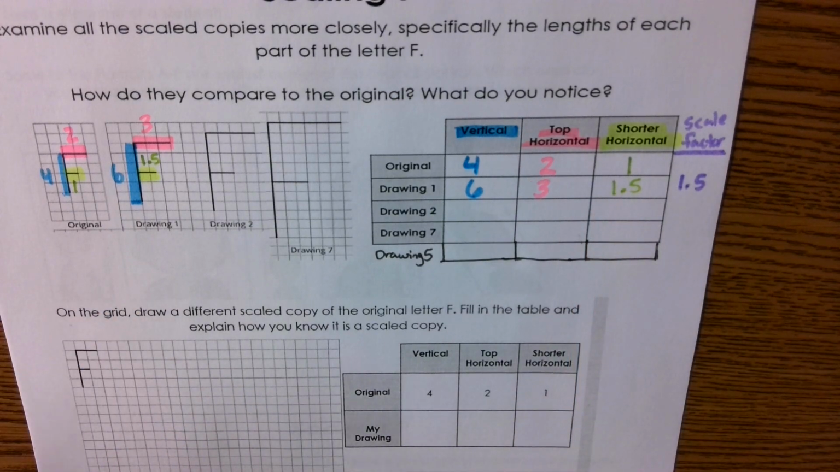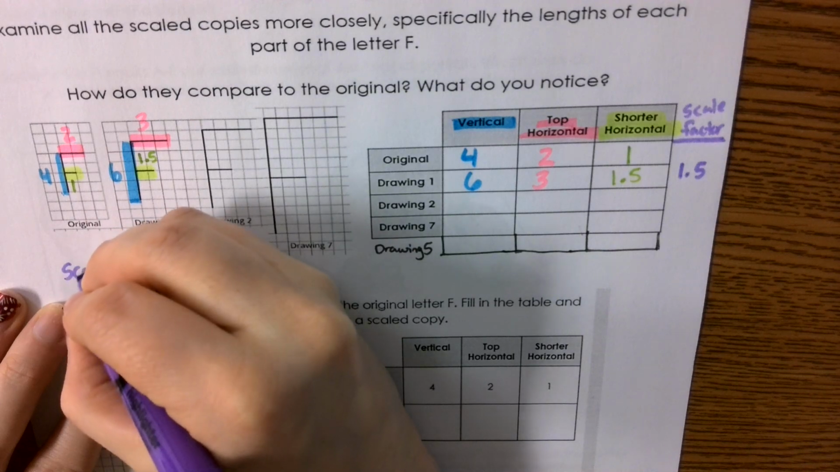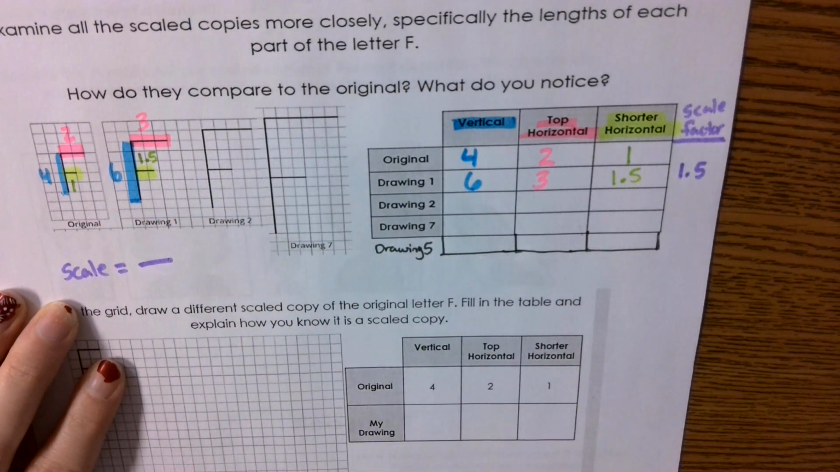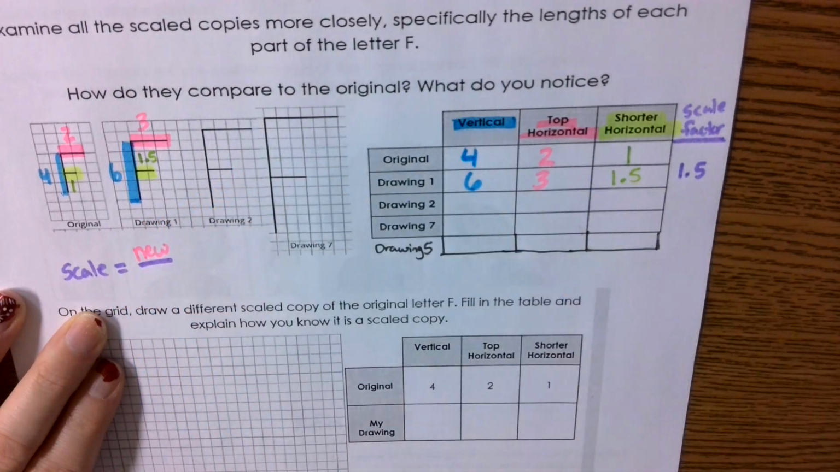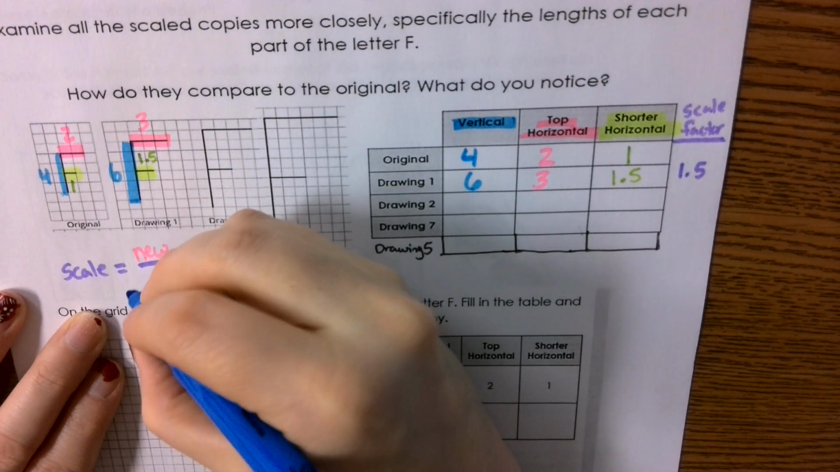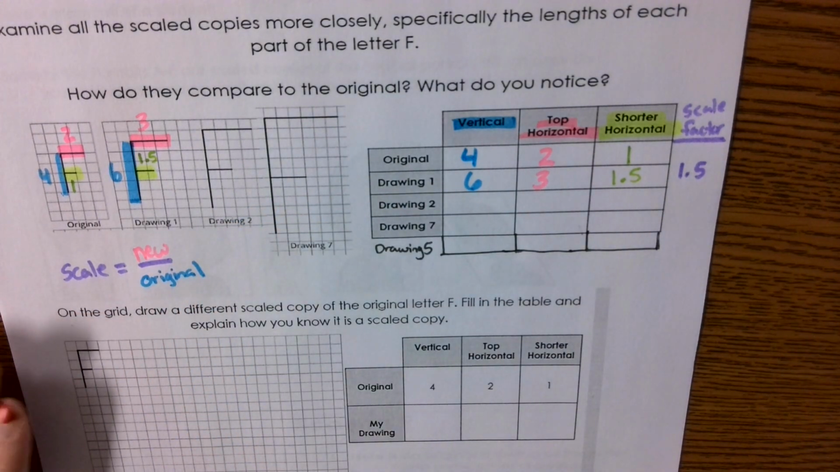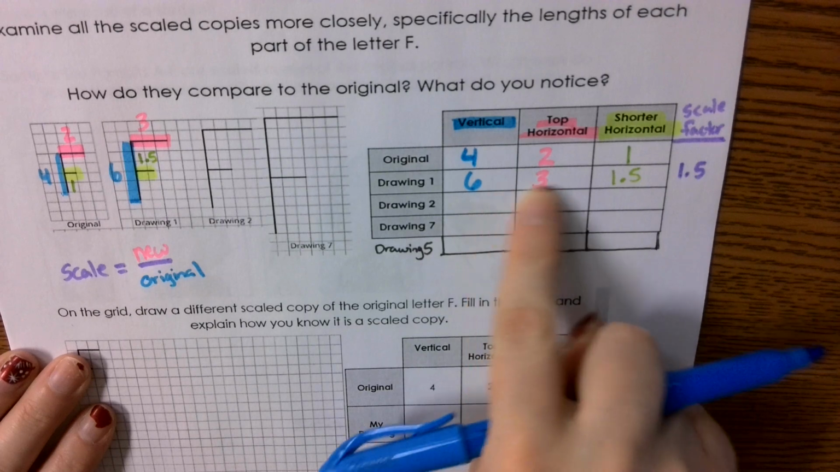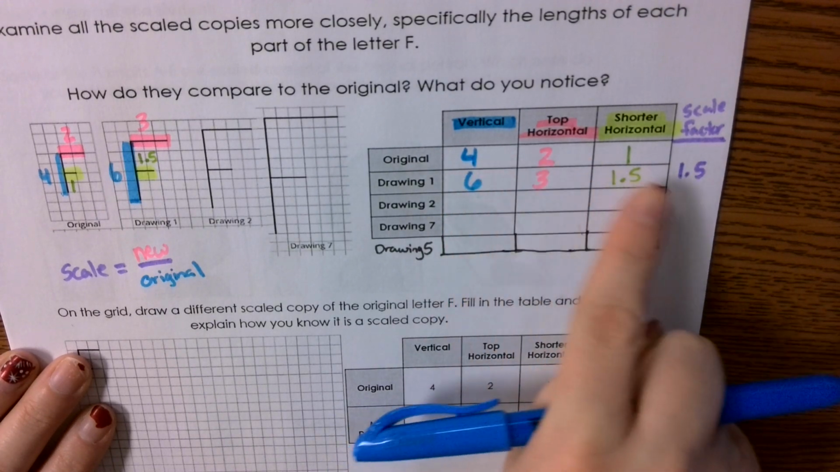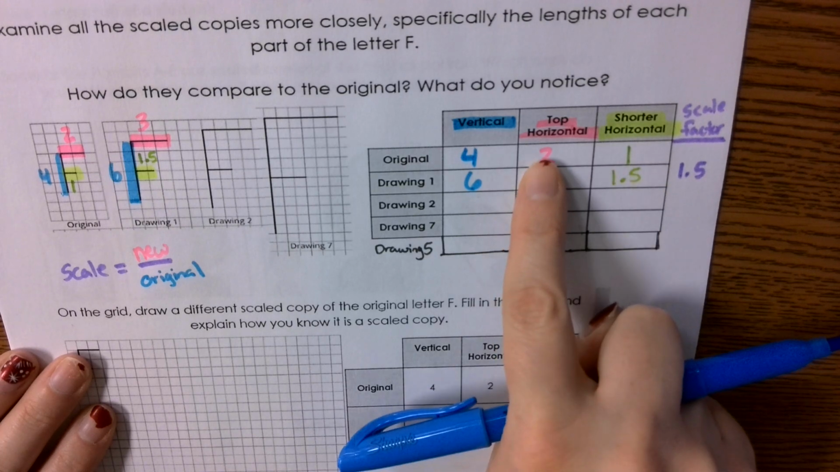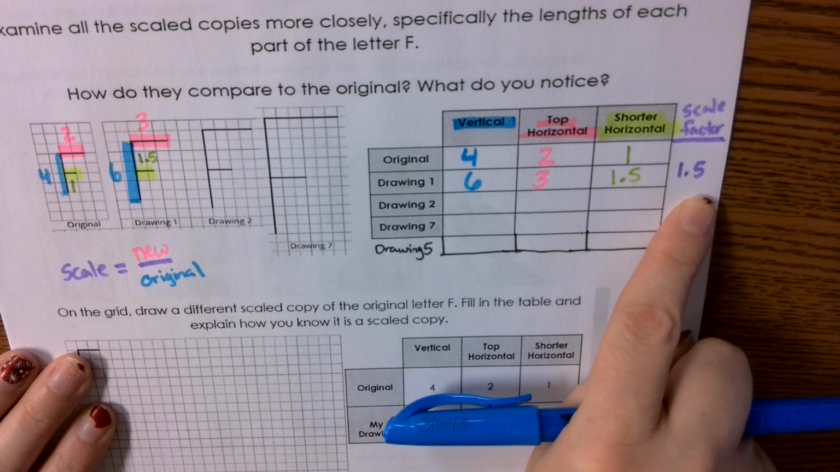A really easy way to identify your scale factor, just so you guys know, is to take whatever your newer drawing is, your scale drawing, and divide it by your original drawing, your old drawing. So if you take the new measurements and divide by the old, you'll get your scale factor. So 6 divided by 4 is 1.5. 3 divided by 2 is 1.5. 1.5 divided by 1 is 1.5.